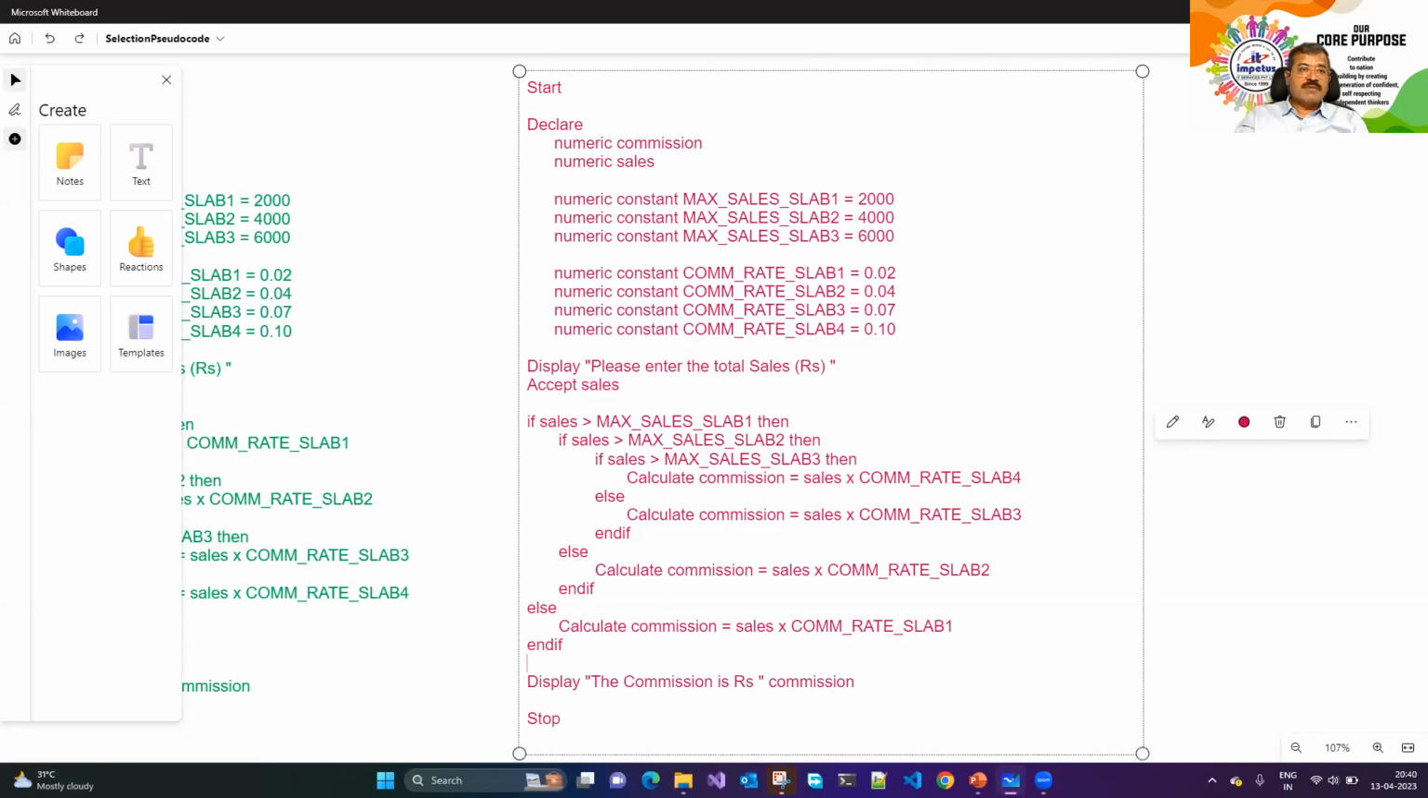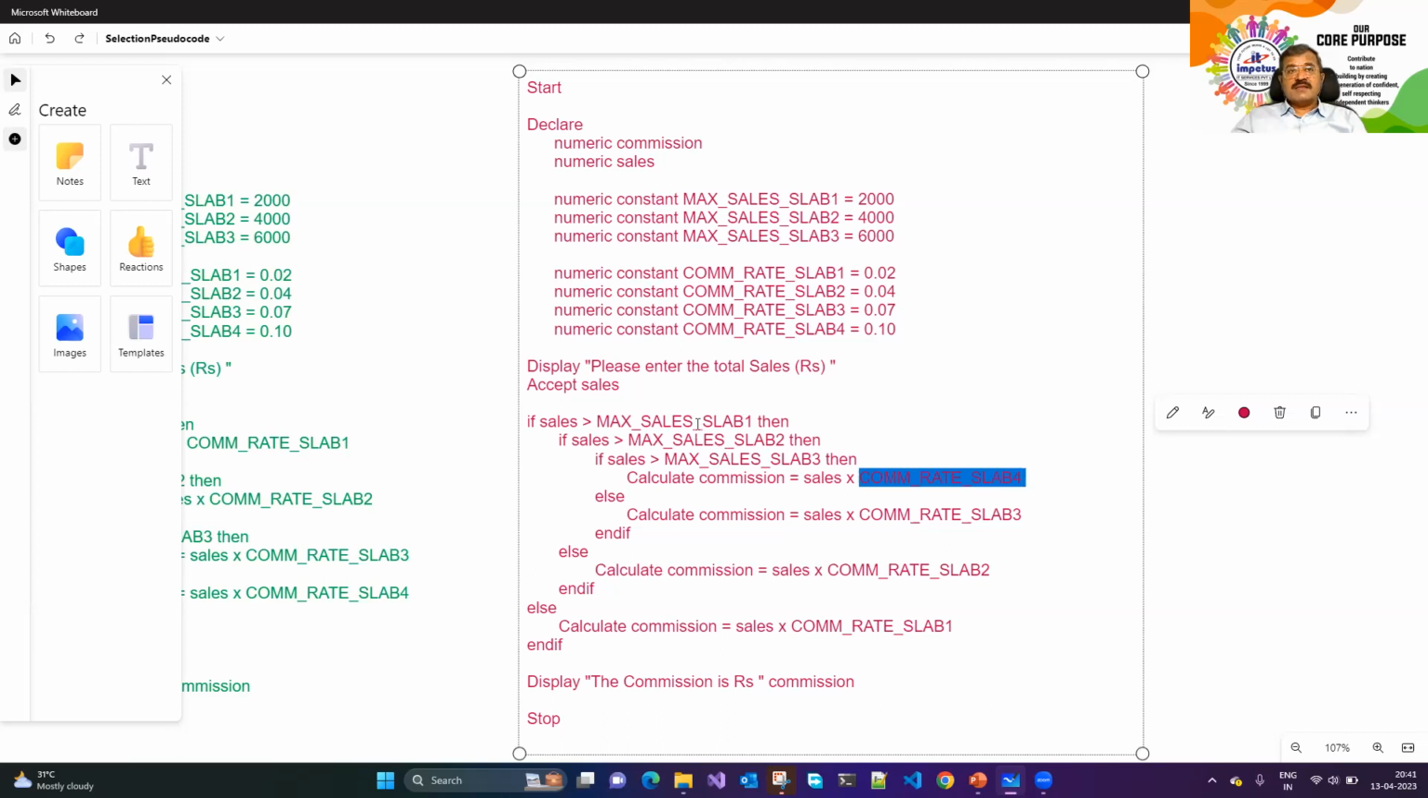Let's take some sample values. Somebody's sales are 10,000. So I check: is 10,000 greater than 2,000? Yes. Is 10,000 greater than 4,000? Yes. Is 10,000 greater than 6,000? Yes. So we go to the else part. We'll calculate at the rate of 10%.